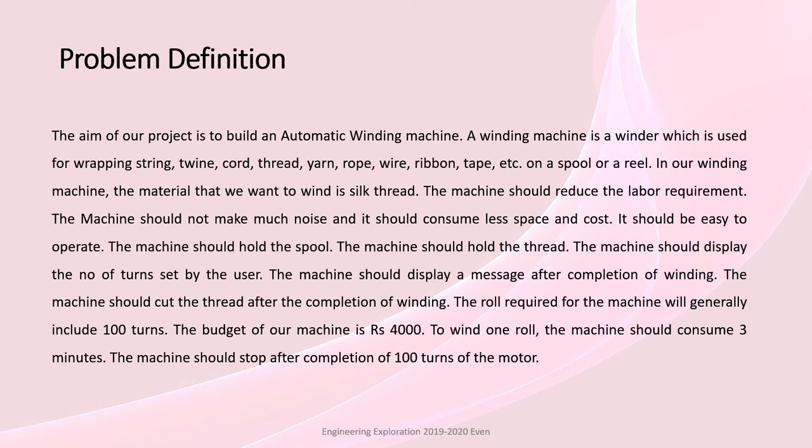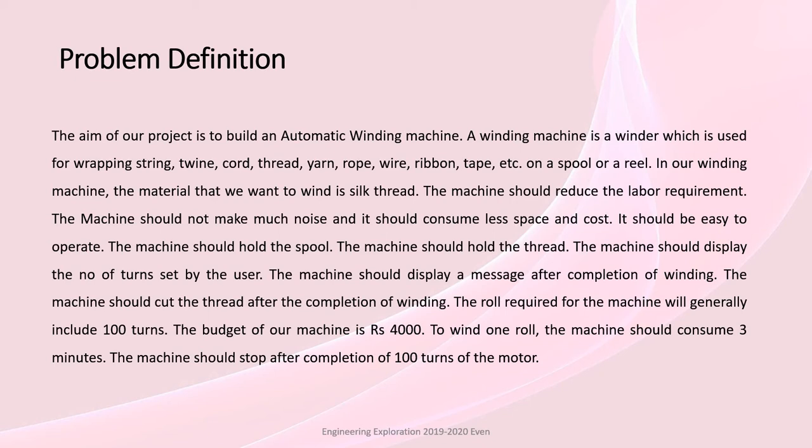The aim of our project is to build an automatic winding machine. A winding machine is a winder which is used for wrapping string, twine, cord, thread, yarn, rope, wire, ribbon, tape, etc. on a spool or a rail. In our winding machine, the material that we want to wind is silk thread. The machine should reduce the labor requirement. The machine should not make much noise and it should consume less space and cost. It should be easy to operate.